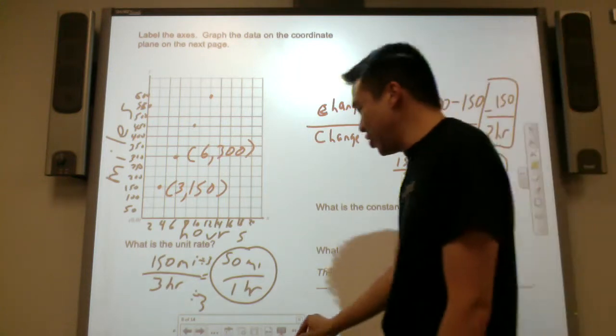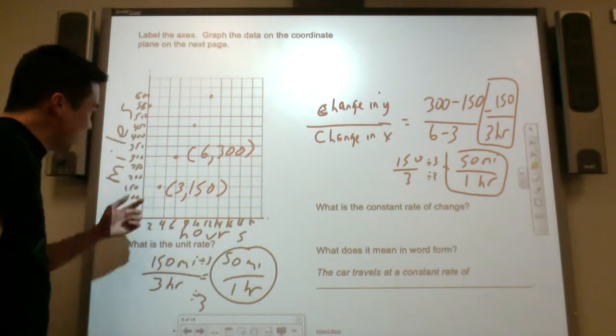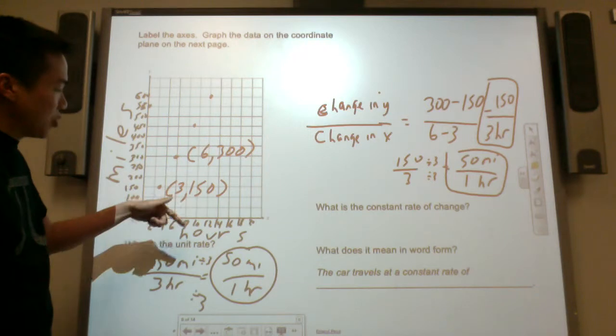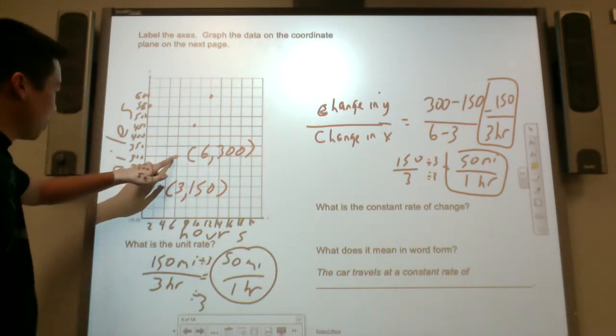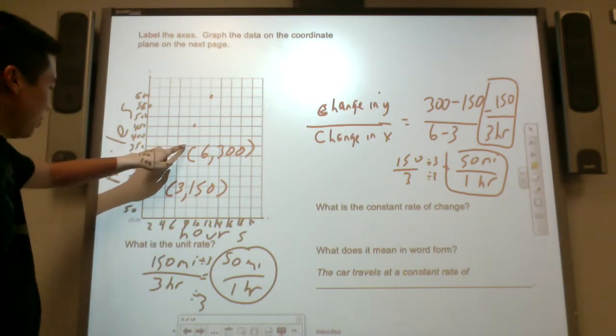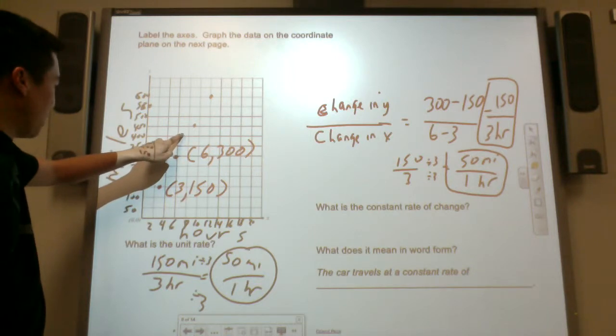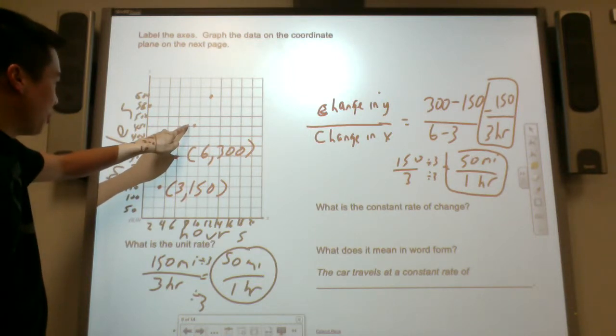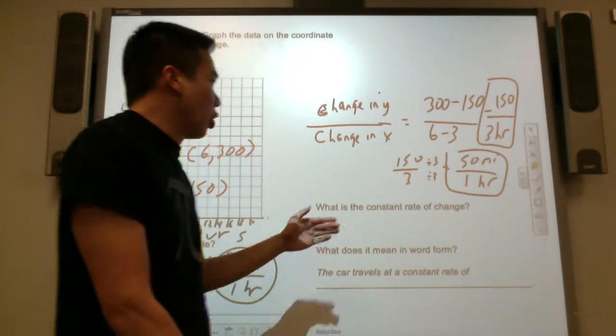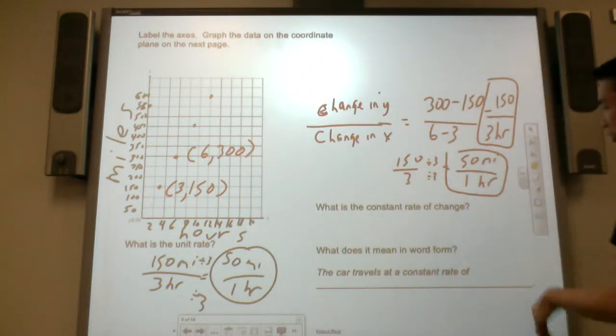So is it really changing? Is it every 50 miles makes 1 hour? It does, because if you go to the next example, if you go up 50 miles, it'd be the 7th hour. If you go up 50 miles, it goes to the 8th hour. If you go up 50 miles, it's the 9th hour. So our rate of change is 50 miles for every hour, per hour.